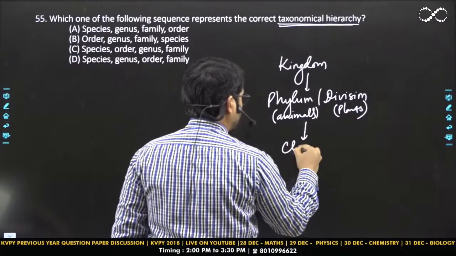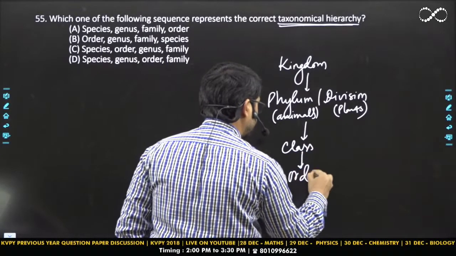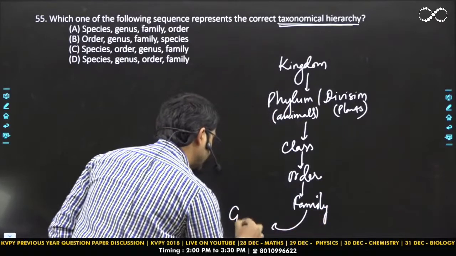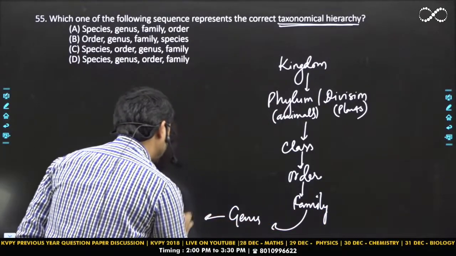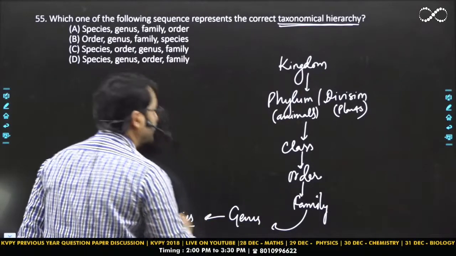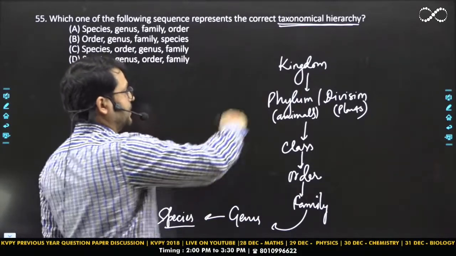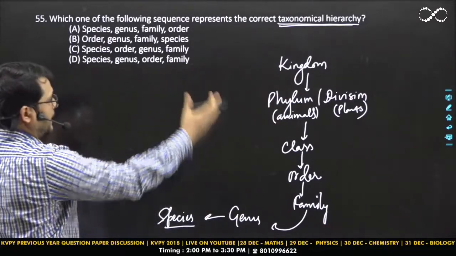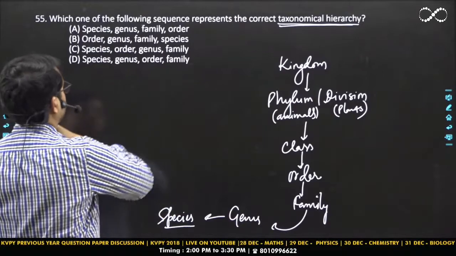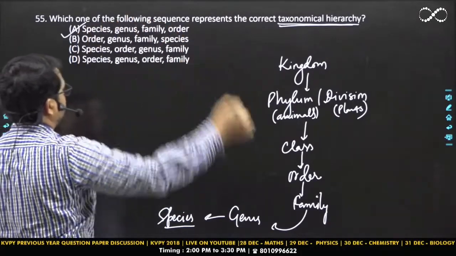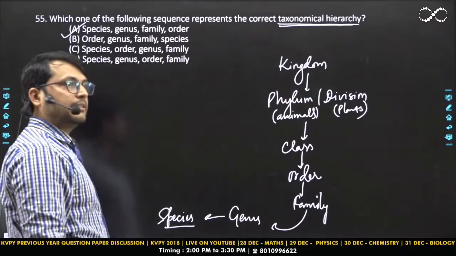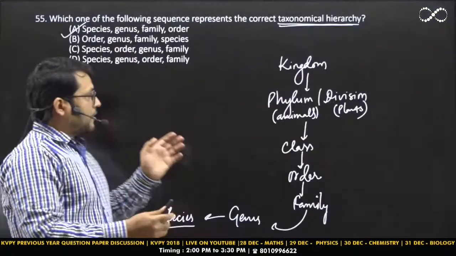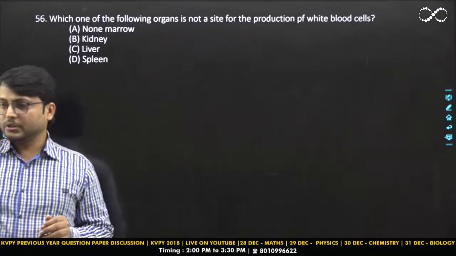Then it goes to class, order, family, genus, and species. Okay? So, this is the order. Kingdom, phylum, division, class, order, family, genus, and species. Now looking at this order, which one should be the correct option? A. Species, genus, family, order. Correct? Okay, very easy question, correct. Straightforward, but again, you need to know the correct order.